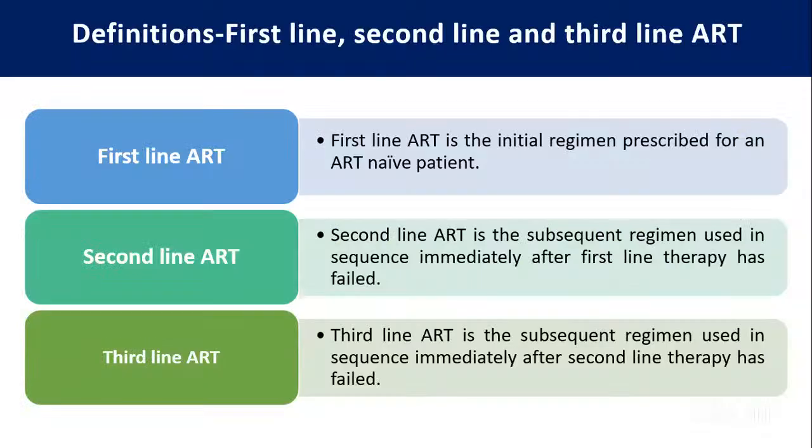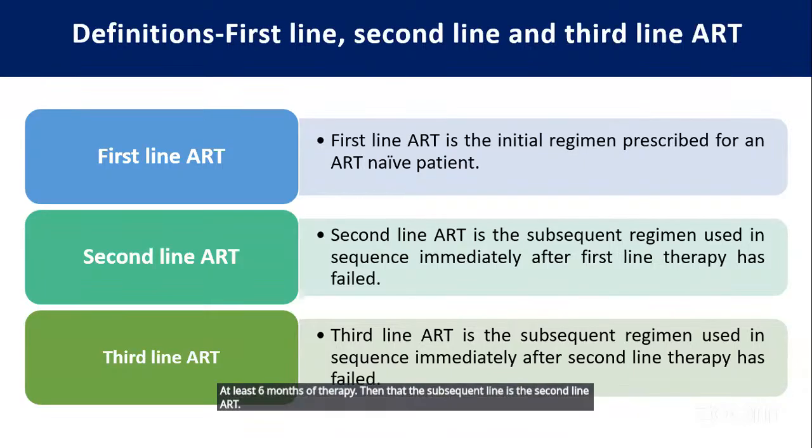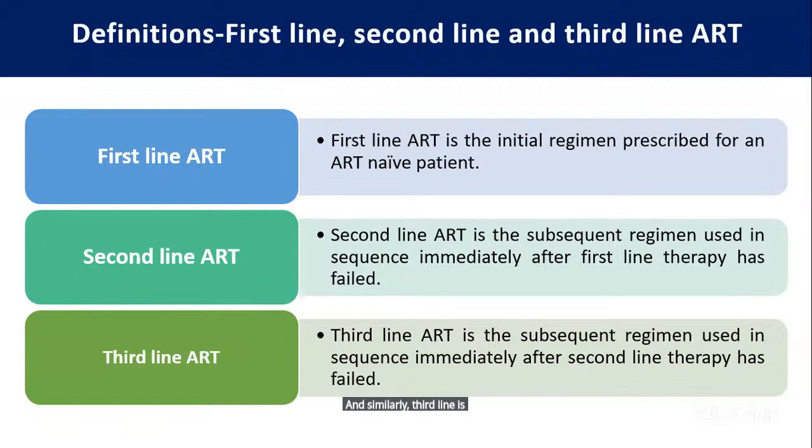Now, coming to the treatment regimens, once you diagnose the failure, let's go to this. First-line ART: we all know the antiretrovirals that are prescribed to a treatment-naive PLHIV, that's the first line. And second line: when the first line fails virologically, confirmed after at least 6 months of therapy, then the subsequent line is the second-line ART. And similarly, third line is once the second line fails virologically and gets confirmed, thereafter the regimen that we use is known as third-line ART.